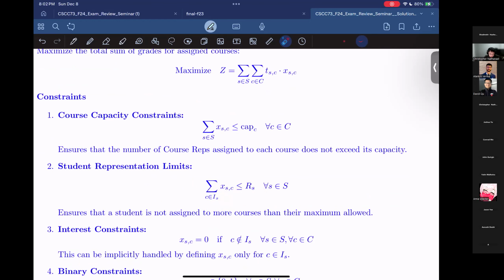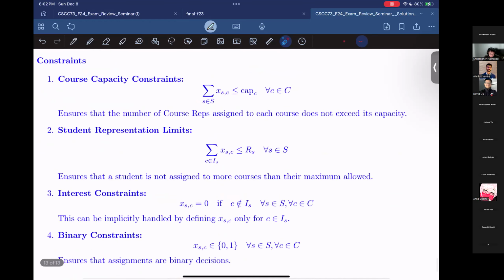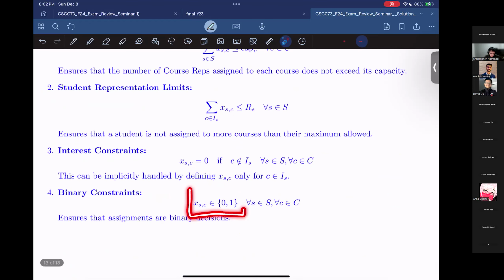Interest constraint. This means that if the student is not interested in that course, C is not in IS, X_SC has to be equal to 0. And lastly, the binary constraints: the assignments are binary decisions.